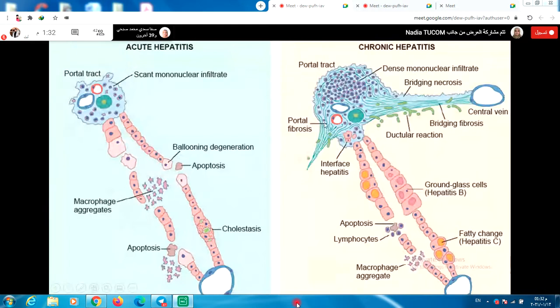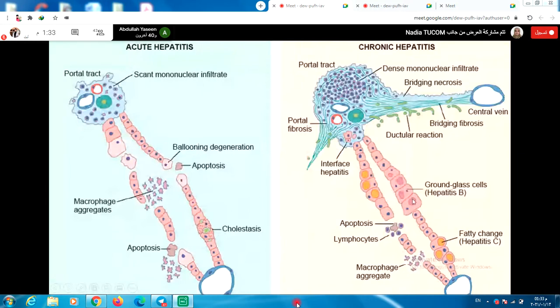necrosis and portal fibrosis, and bridging necrosis, followed by bridging fibrosis, which is the start of nodular regeneration of cirrhosis. Ductular reaction is stimulated by inflammatory cytokines of chronic inflammation, and an increase in the number of these ductules is seen as a result of stimulation by inflammatory cytokines.